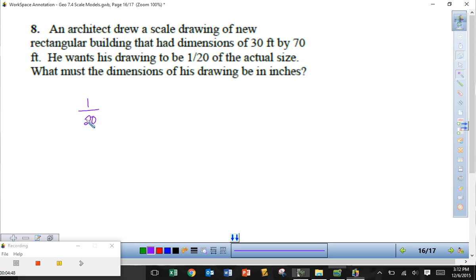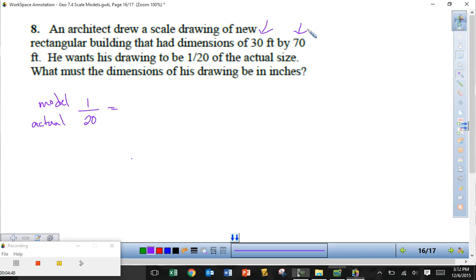Now in this case, if it's 1/20th, we know that the model is smaller, and that makes sense for us. We don't make a model that's bigger in general. We scale it down so that we could look at it easier. Okay, so my scale here, this would be 1/20th. We can say the 1 is really my model here, and the 20 would be my actual. So based off of that, let's take one of the sides of our scale. We've got 30 by 70. Let's do one of it at a time.